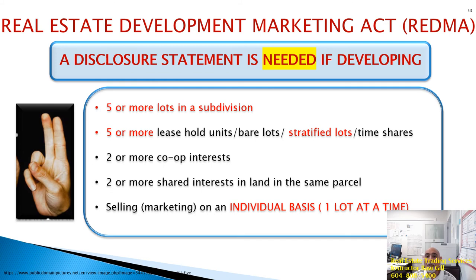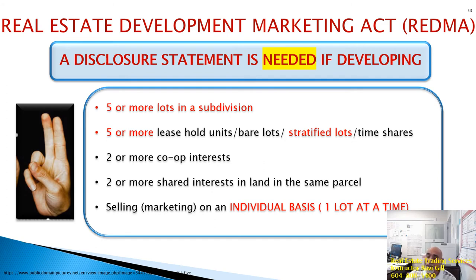Okay, so a disclosure from the developer is needed if the developer is developing 5 lots or more in that subdivision. If he takes a piece of land and he only gets 4 smaller lots out of that, he can sell those 4 lots without any disclosure statements. Okay, and 5 or more stratified, meaning townhouses or apartments.